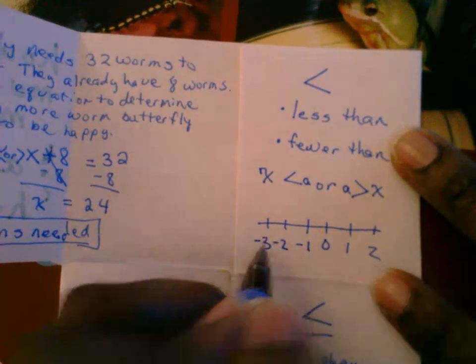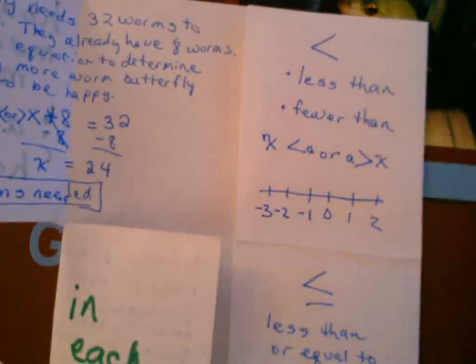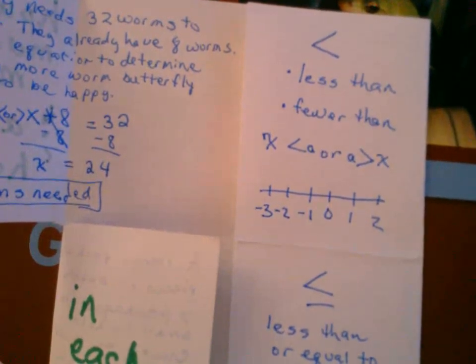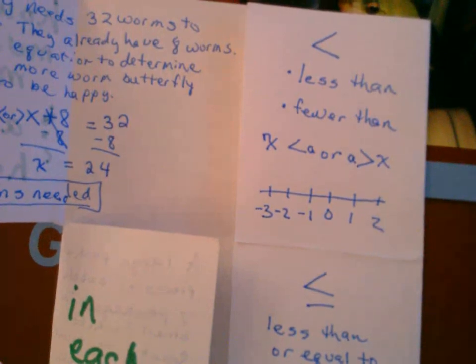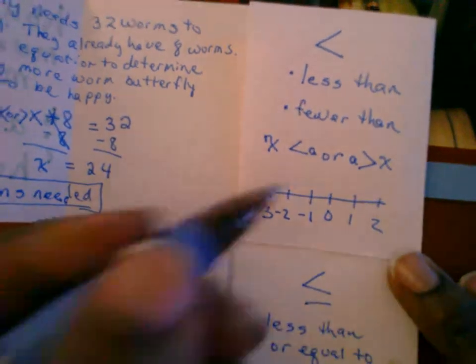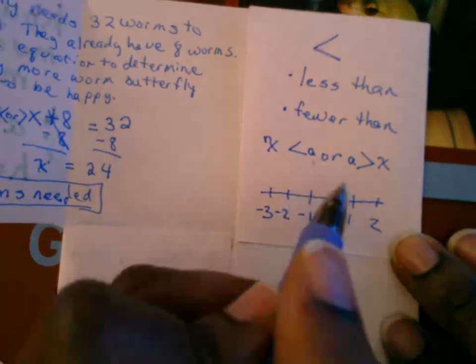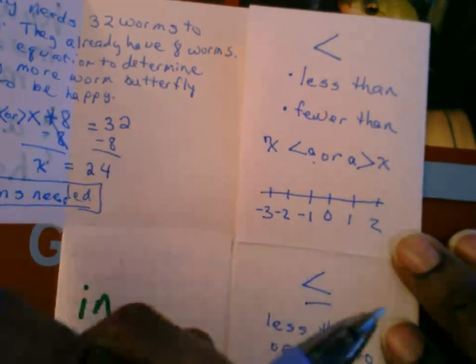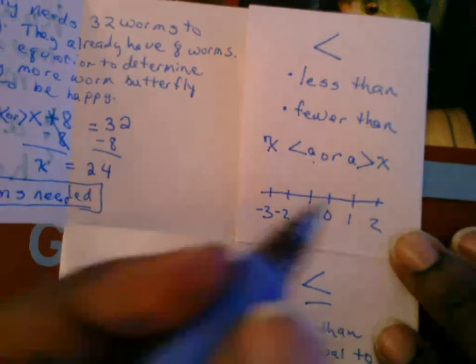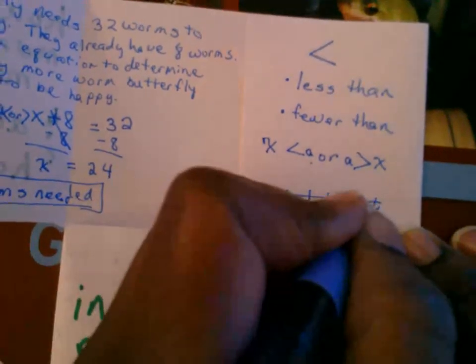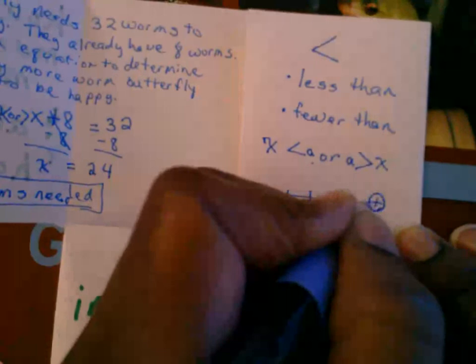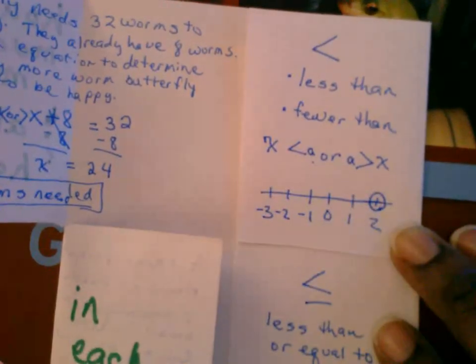I'm going to put some negative numbers on this number line because eventually you're going to be studying negative numbers. Okay, so if x is less than 2, can the number be 2? It cannot. So you're going to use an open circle at 2 because 2 cannot be included.